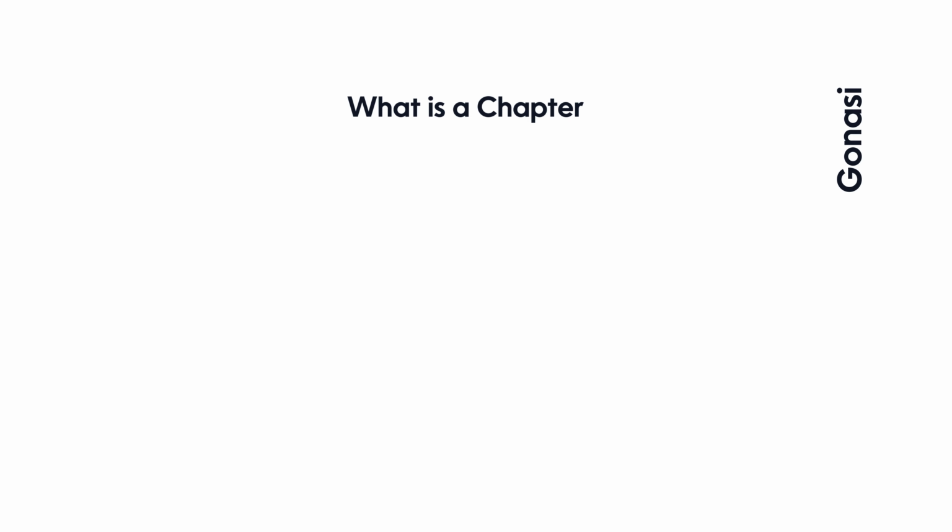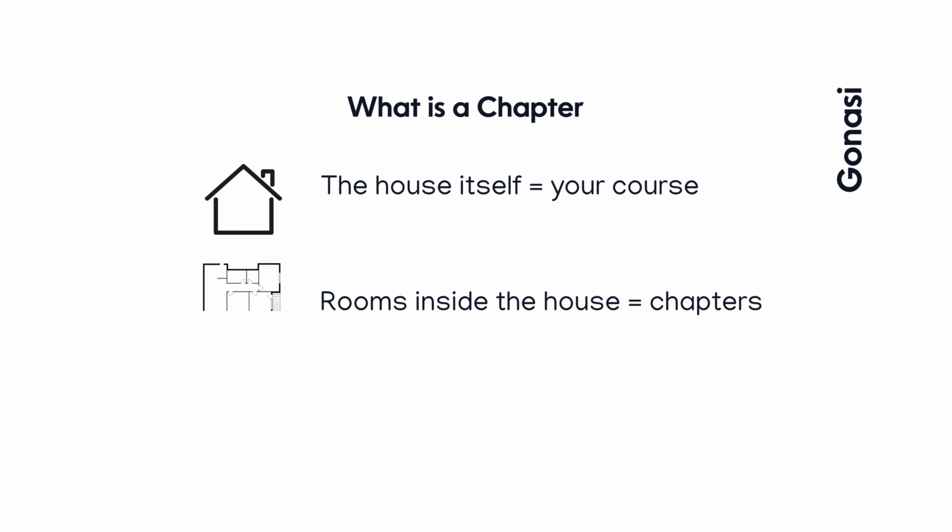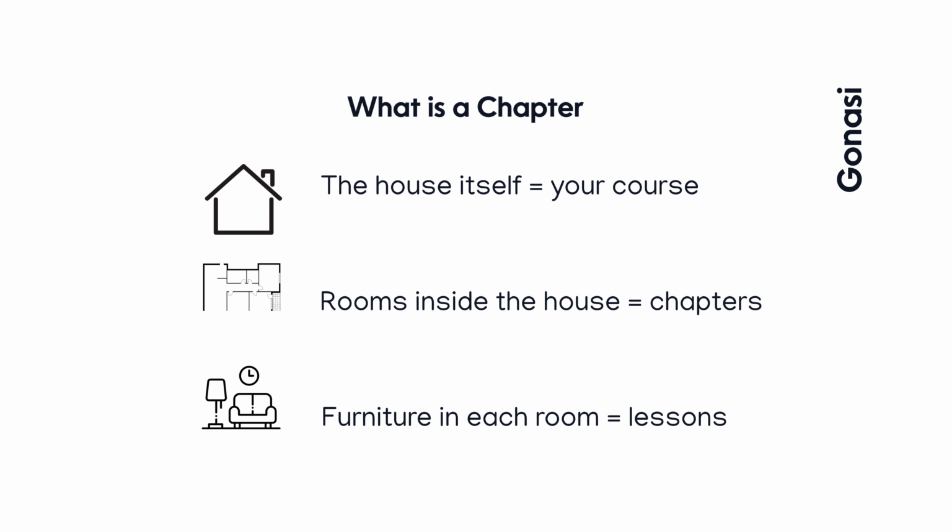Think of a house. The house itself is your course. The rooms inside the house are the chapters, and the furniture in each room is the lessons. The objects on the furniture you interact with, the lamps, the books, the drawers, these are the blocks because that is where the interaction and learning actually happen.